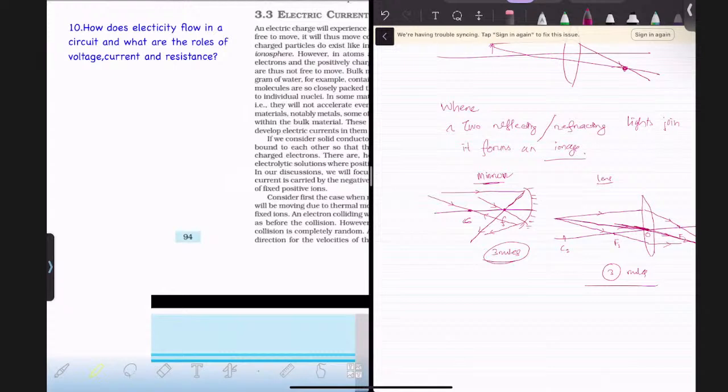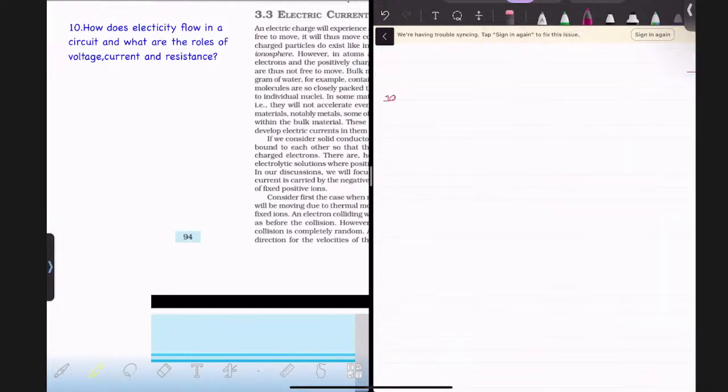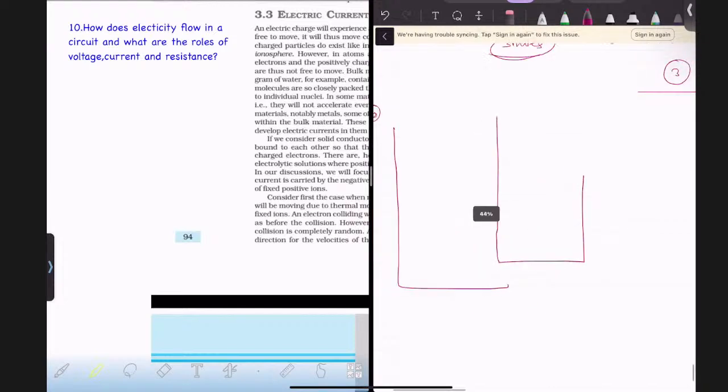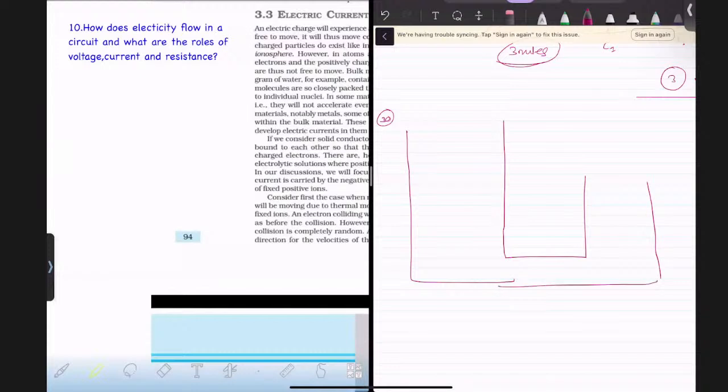So moving to the next question, how does electricity flow in a circuit? To explain this, first I will take an example of a water tub. This is a water tub, and water is filled up to here. I'll explain the whole question here. And if this is a block, and only this much portion is open, water is moving like this.